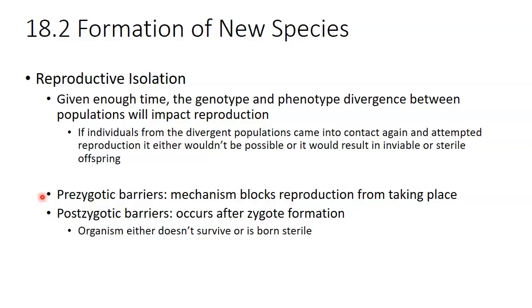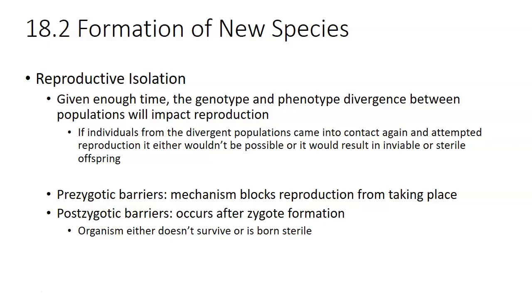Pre-zygotic barriers are barriers that are going to block reproduction from ever taking place. So again, you have two species that just diverged and they are going to be kept reproductively isolated from each other. And so pre-zygotic barriers will actually stop reproduction from taking place in the first place. And then post-zygotic barriers are a little bit more difficult to understand. What if reproduction happens and a zygote forms? Well, these are going to be barriers that limit the success of the zygote. So we're going to talk about a bunch of both of these.